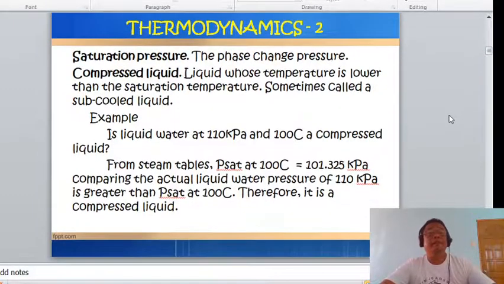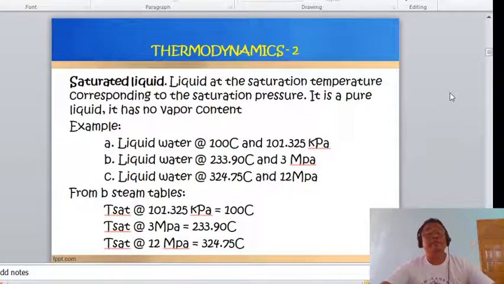So another we have here is saturation liquid. Liquid at the saturation temperature corresponding to the saturation pressure. Okay? So, it is a pure liquid. It has no vapor content. Okay, example class: liquid water at 100 and 101.325 kilopascal. Okay? So, another is liquid water at 233.9 and 3 megapascal.